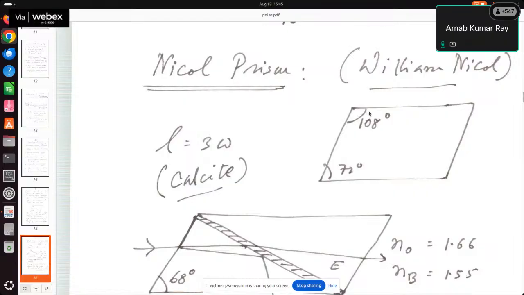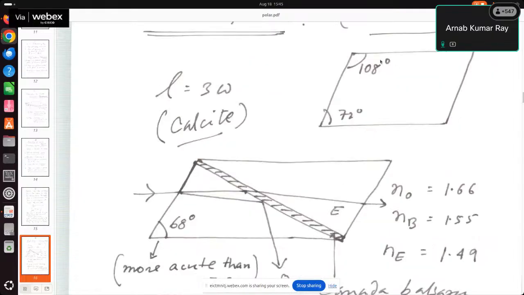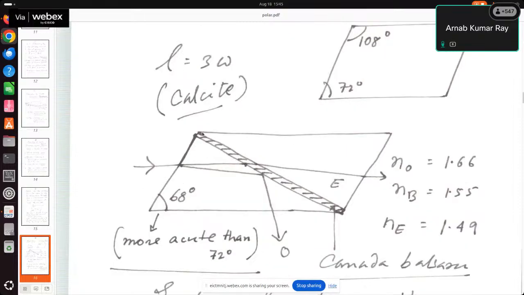So a Nicol prism is made up of calcite material. So here is the basic structure of calcite crystal. Now what is done is that two such it's broken, it's cleaved along the obtuse angles and formed a structure like this. And then the two parts are joined by an adhesive known as Canada balsam. Now, the length of the prism is 3 times the width of the prism. And there's a slight more difficulty over here.